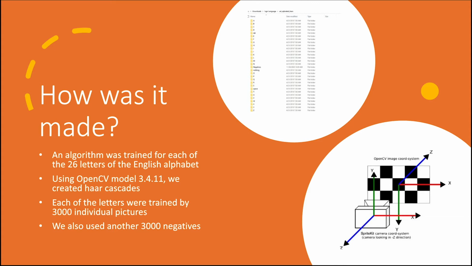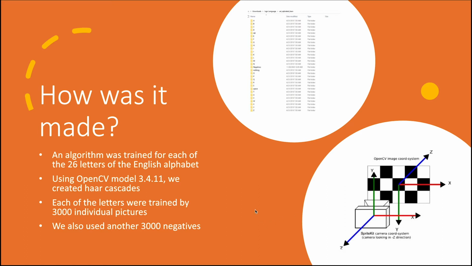These are taken in different lighting conditions, different skin tones, and different sizes, and things like that, to train the model more accurately. We also included another 3,000 negatives, because the way a Haar cascade works is it trains itself based on the positives, and a positive is basically whatever you're trying to detect, and it references those against negatives, which is anything but a positive. So by including such a large data set, we'll only increase the accuracy of our model.